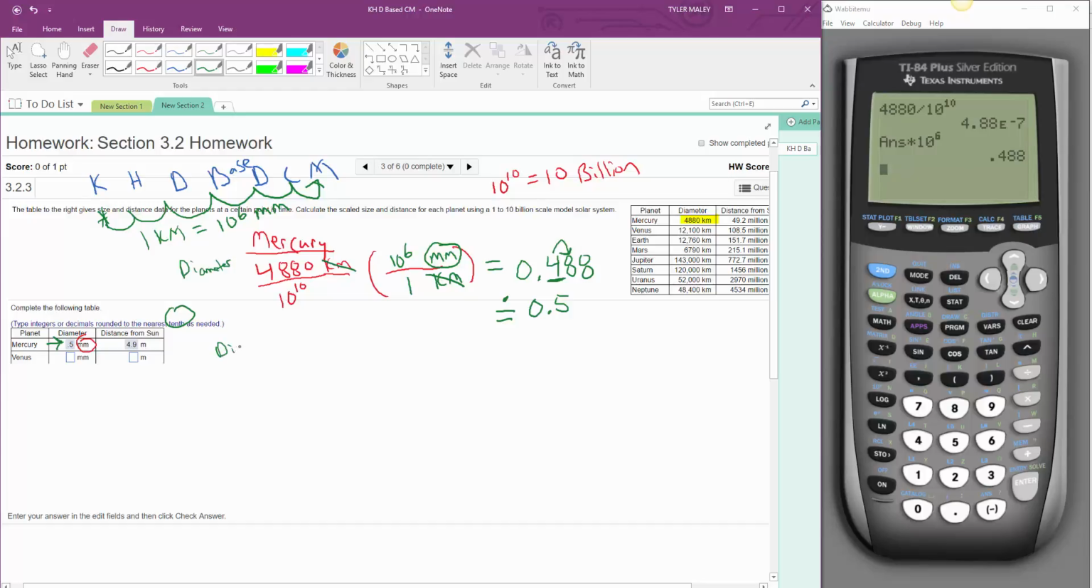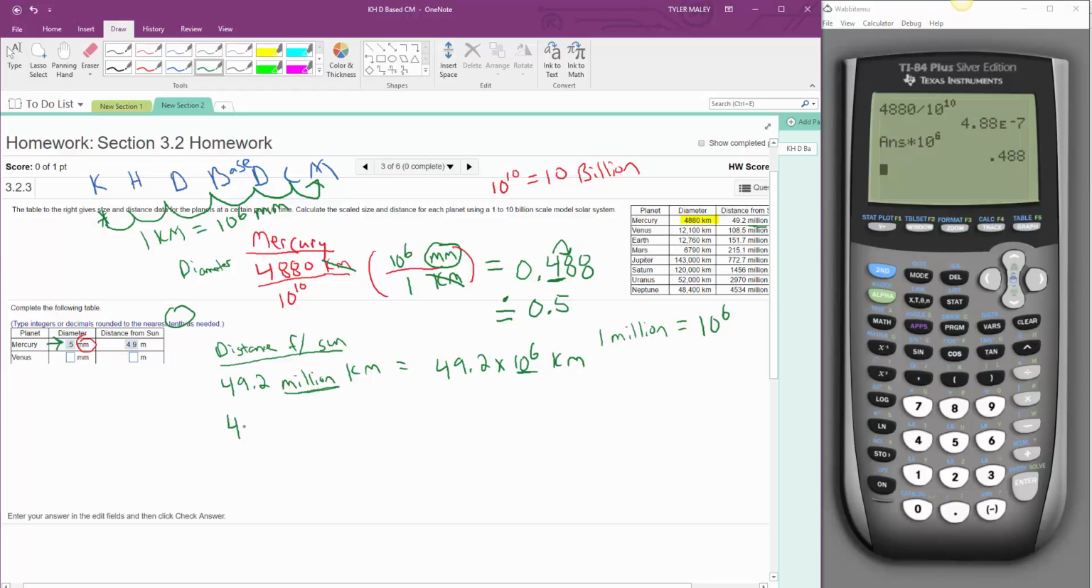So then for the distance from the sun, we want to do something similar, but the one thing you want to keep in mind is that my units are in million kilometers. So 1 million is equal to 10 to the 6th. So if I have 49.2 million kilometers, that's the same thing as 49.2 times 10 to the 6th kilometers. So I can multiply by 10 to the 6th instead of having the unit million. So now it's just in terms of 1 kilometer.